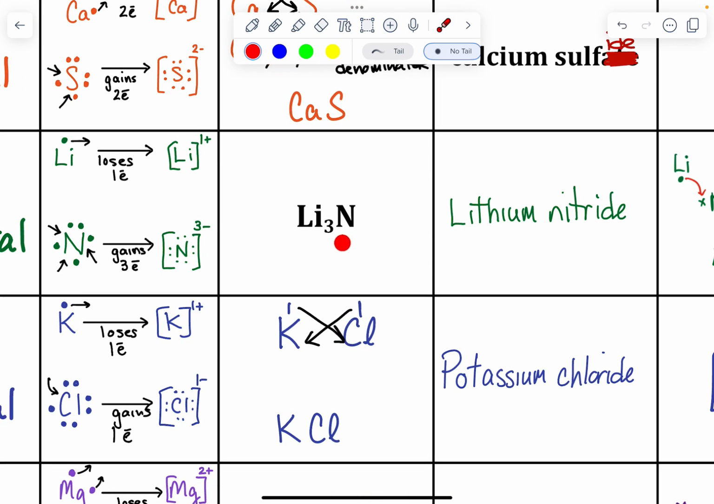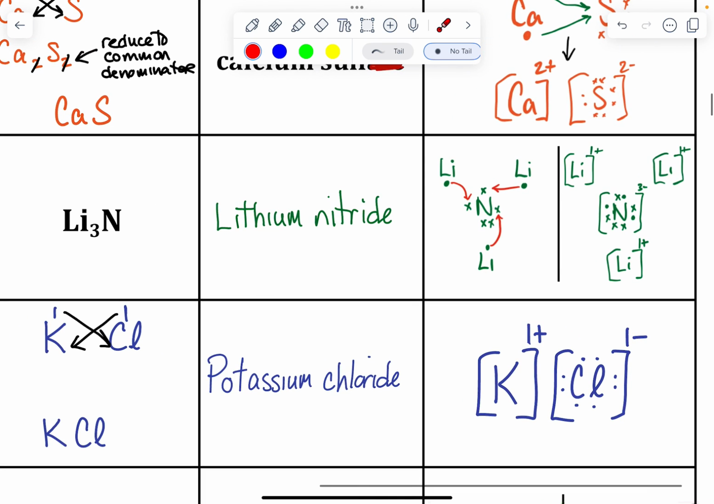The formula was given to you. I know that the name is the metal and then the nonmetal with "ide" at the end, so it's lithium nitride. And here's my diagram.